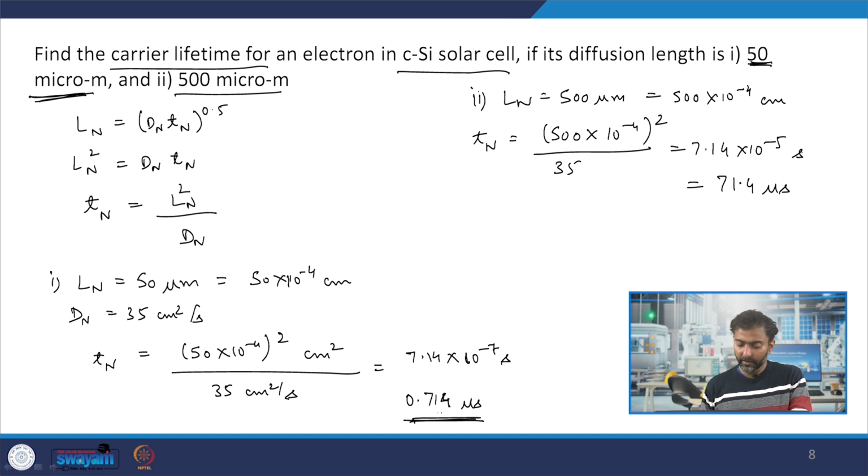So that is the typical range. Your electron on an average in a crystalline silicon solar cell travels somewhere between 50 micrometer to 500 micrometer, depending upon the doping level, impurity level of the silicon and several other factors. So it travels somewhere between 50 to 500 micrometer and exists for somewhere between 0.7 microsecond to around 71 microsecond in that particular range.